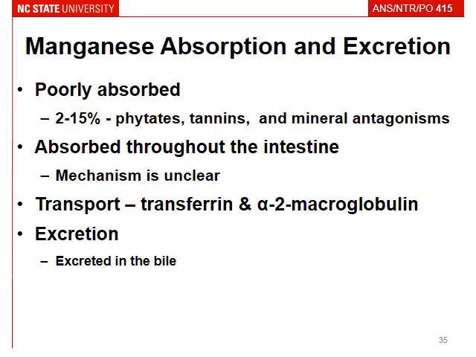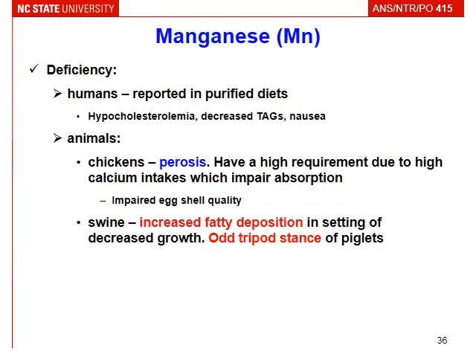So manganese is really poorly absorbed. It's only about 2 to 15% is absorbed, and that's due to the high amounts of phytates, tannins, and all the mineral antagonisms that are involved. So, as I mentioned, it has 11 different oxidation states, so therefore it can interact with many different minerals, and it has a lower affinity for many of the transporters. So it has a lower priority. All of these are contributing. So deficiencies in humans is actually pretty rare.